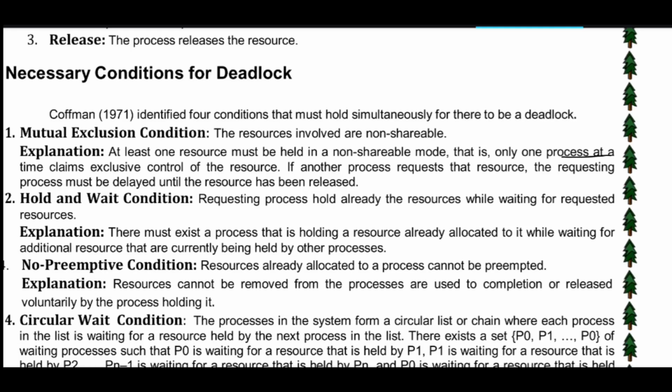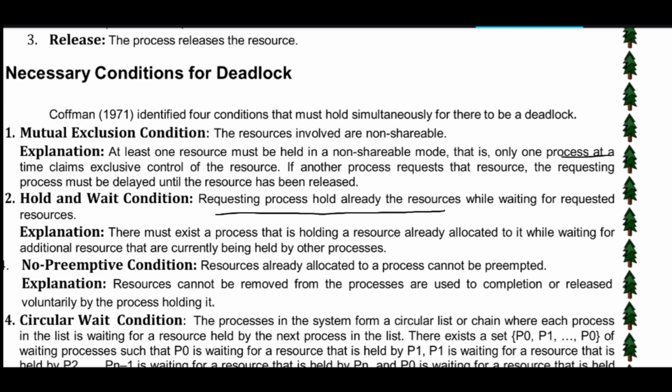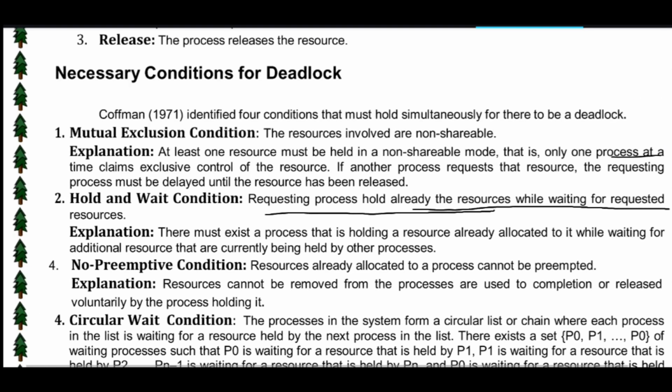Then our second condition, hold and wait. What does hold and wait say? The process has to first hold some resource, then wait for another resource. Two things. Let's read some explanations. A requesting process already holds a resource while waiting for the requested resource.